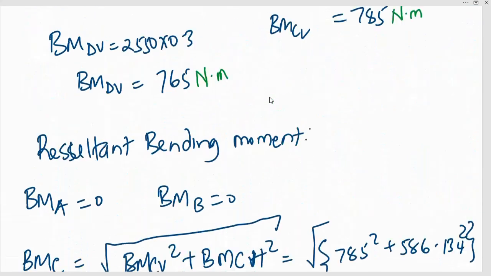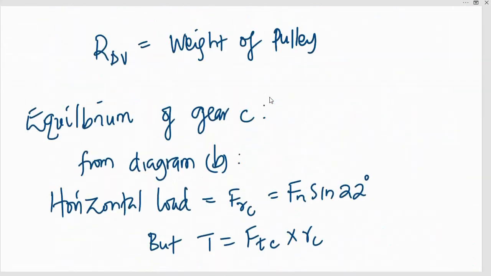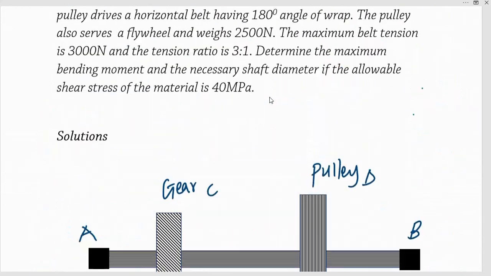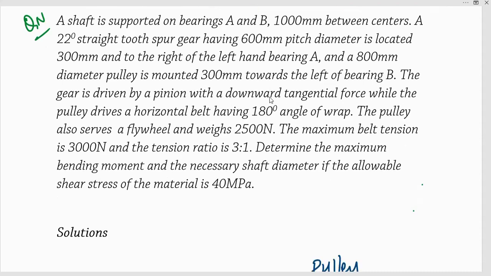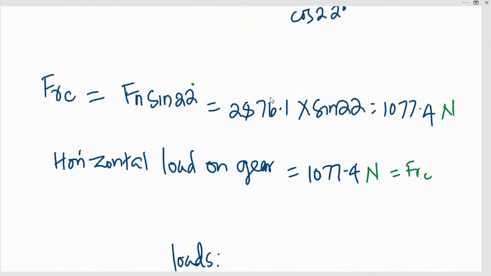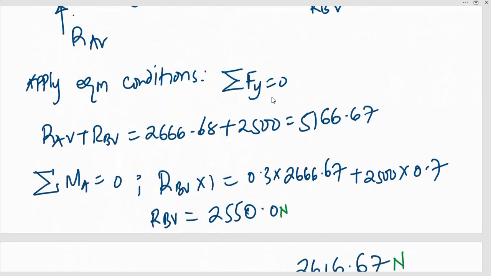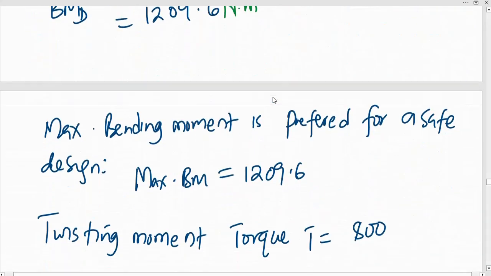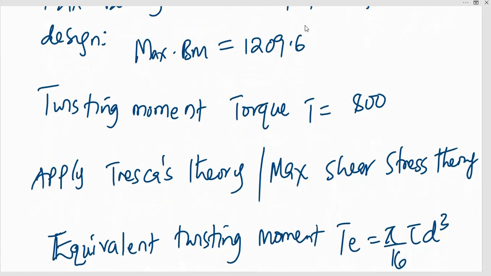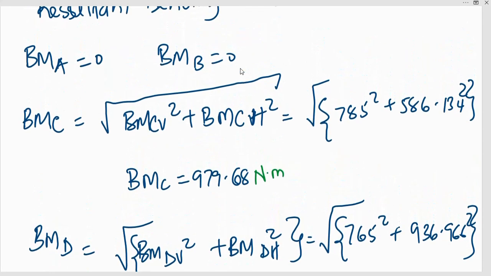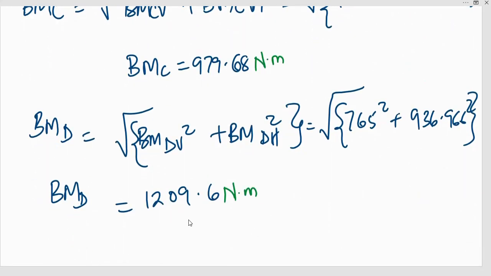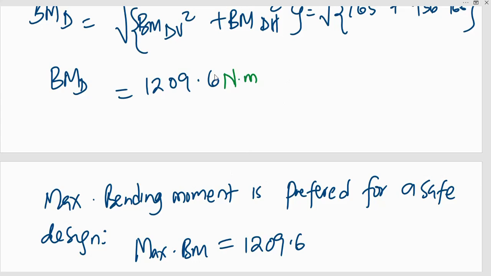maximum bending moment. Remember, I'm told that I need to determine the maximum bending moment, and I need to determine the diameter of the shaft basing on the allowable shear stress of the material. Now, having determined the maximum bending moment, the one I will take is going to be this 1209.6, because it is the biggest amongst the four. This one is 0, this is 0, this is 9,000 something, then this is 1,000, and this is bigger. So I will take this in the design of the shaft.